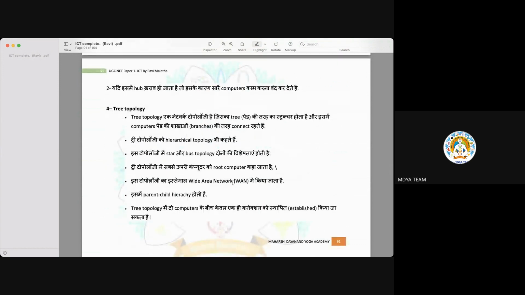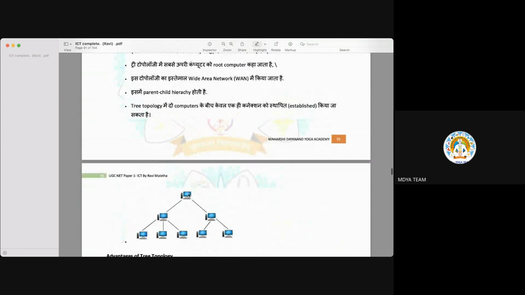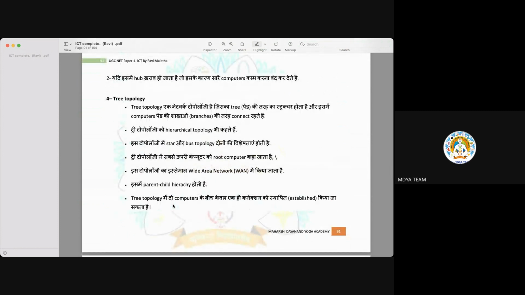The next one is tree topology. Here, the picture is shown. Tree topology is something like a tree, a structure of a tree where there is a single root, one trunk, and various branches. So here, all the computers are like branches, and so it's like a hierarchical topology. The other term which is used for tree topology is hierarchical topology.